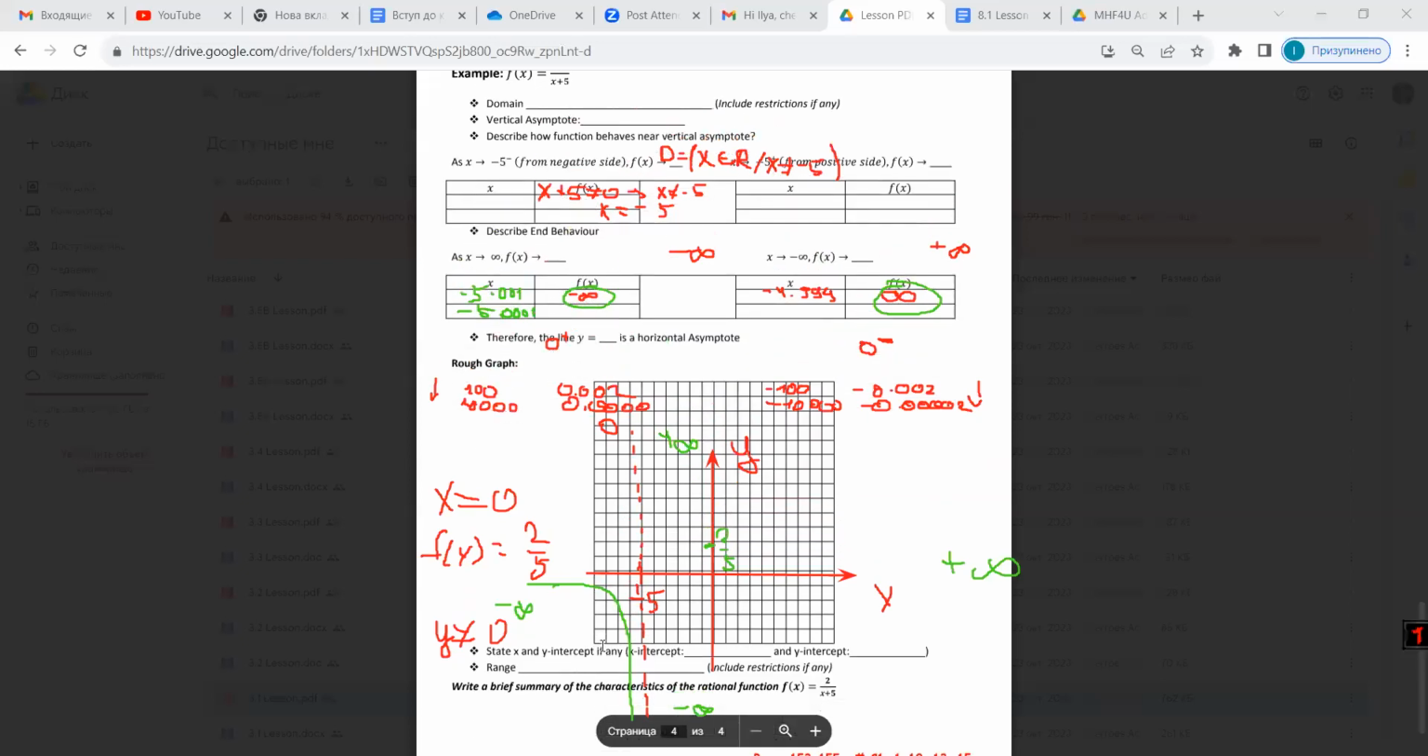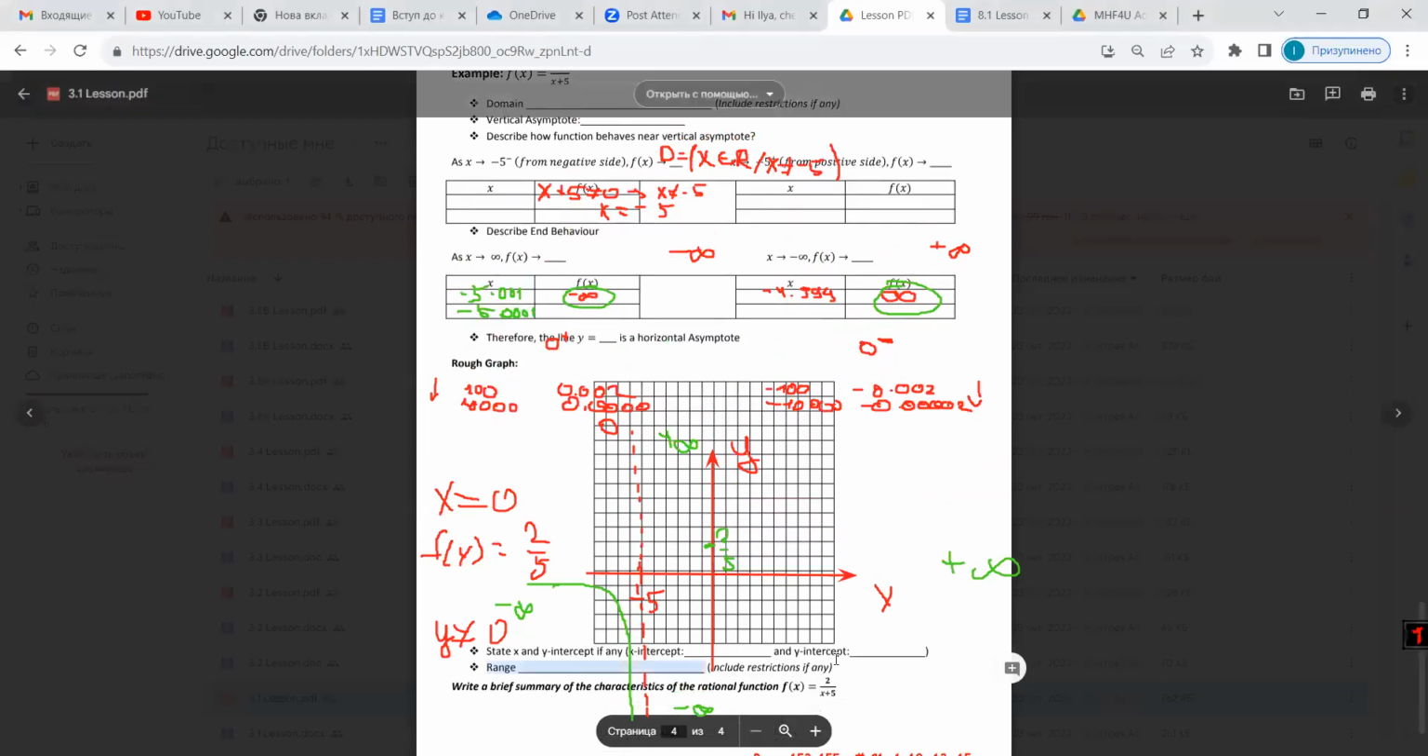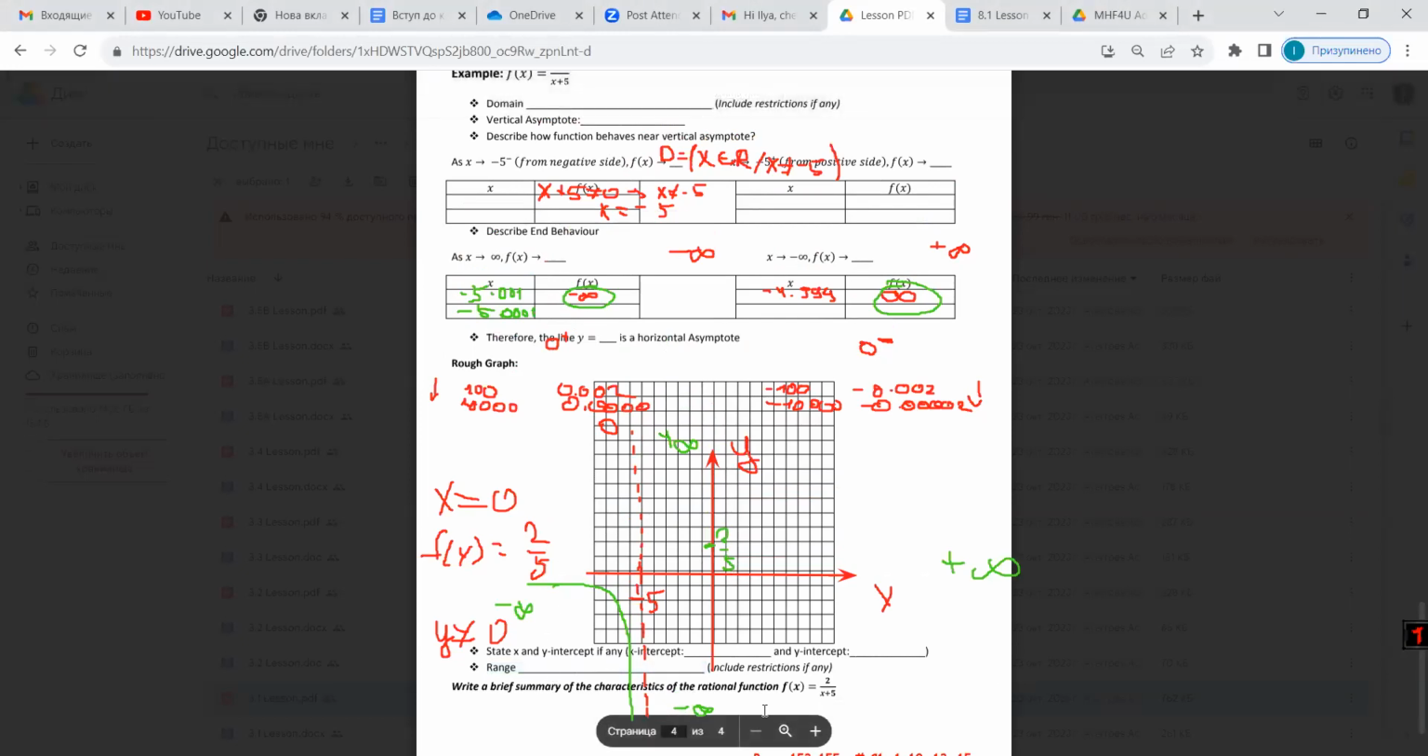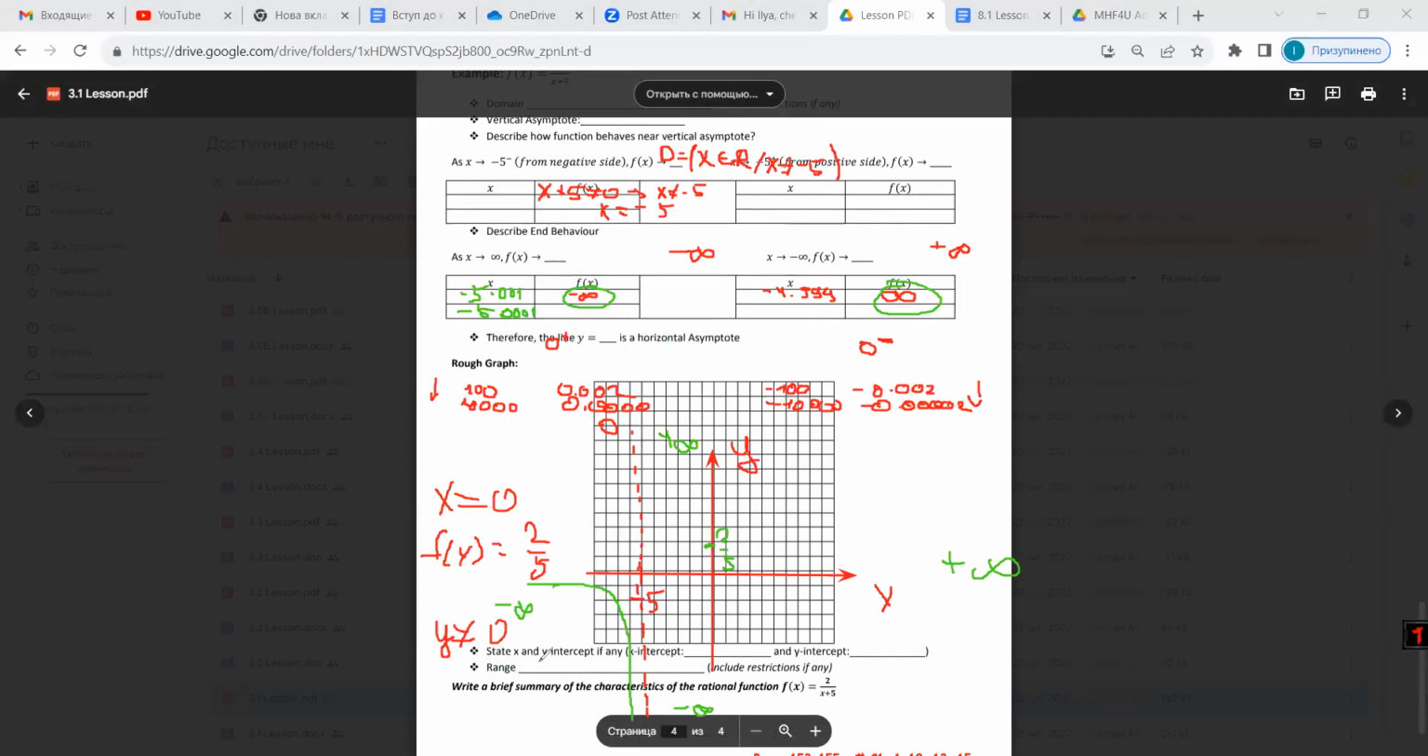So what could you say about the range of this function? The range of this function would be limited by its horizontal asymptote. So y does not equal 0. So the range would be all real numbers excluding y equals 0. This is our restriction. We don't have any x-intercepts in this scenario.